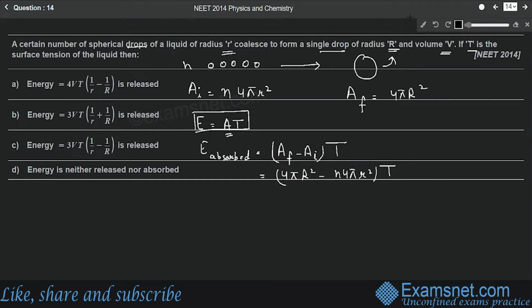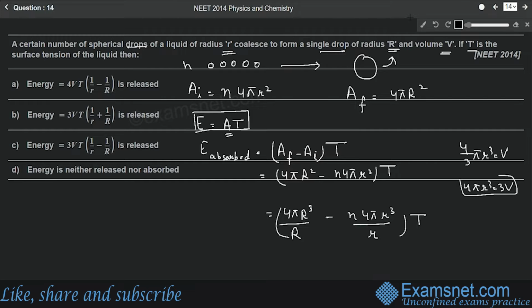Now if we multiply and divide the surface area by the radius, then we can get the volume. So let's do this. 4 pi capital R square into capital R will become R cube, and similarly we are dividing by the radius also. This side also n times 4 pi r cube on multiplying upon small r by dividing, into T. Now we know that 4 by 3 pi r cube is equal to the volume. So 4 pi r cube will be equal to 3 times the volume. So in place of 4 pi r cube, we can put 3 times the volume.